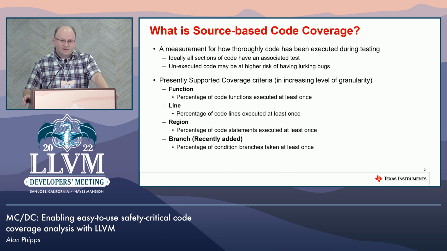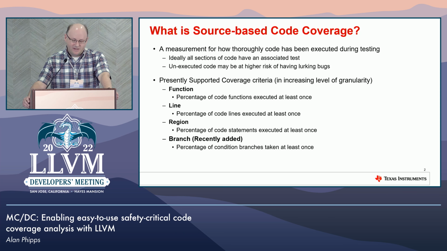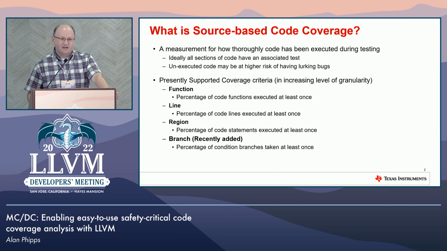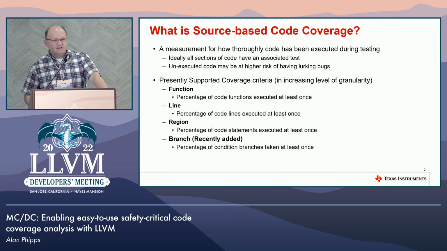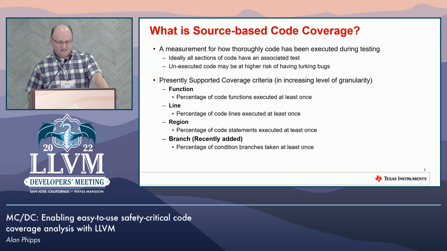LLVM currently supports 4 criteria for code coverage that will tell you your function coverage, how many functions are covered, for example, line coverage, region coverage, and branch coverage, which is a criterion that I added early last year. So this code coverage is called source-based because it's tied directly to the abstract syntax tree representation of the source code. It's very accurate in that way.